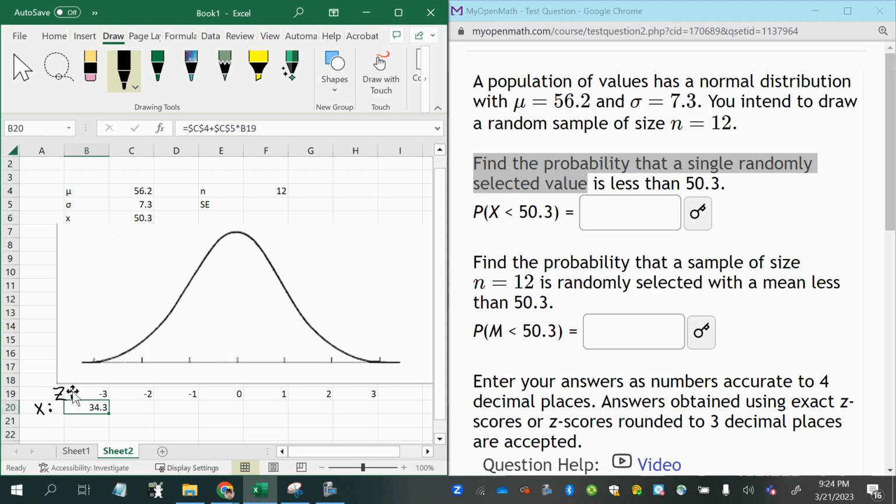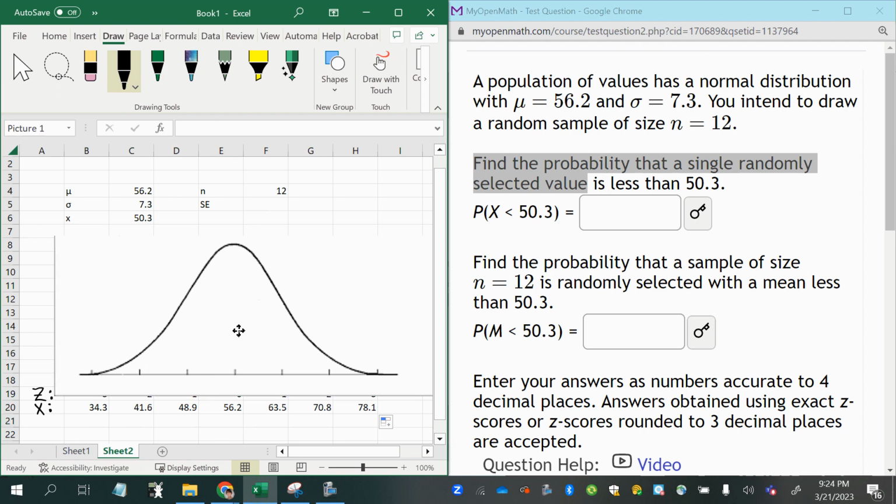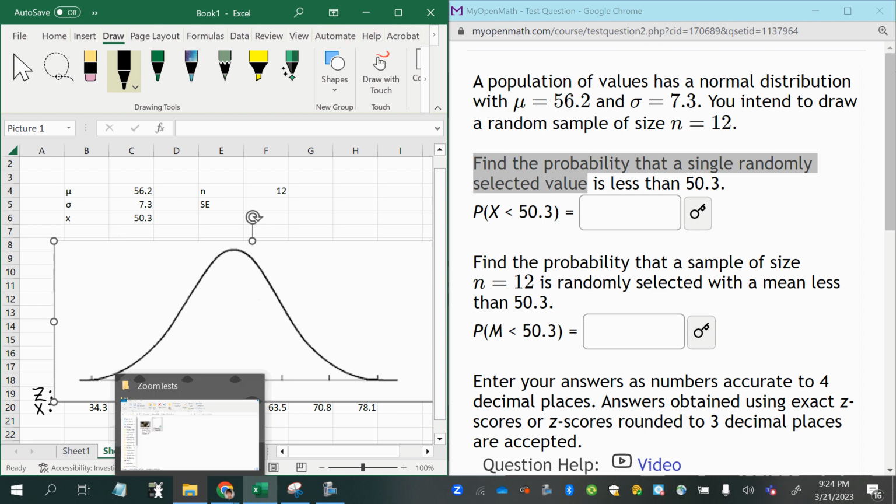So those are all my x scale values. All right, so now I want to put in the x scale value 50.3. This is the boundary we were told to use. So I'm going to go ahead and put that in here, 50.3, right around here-ish.